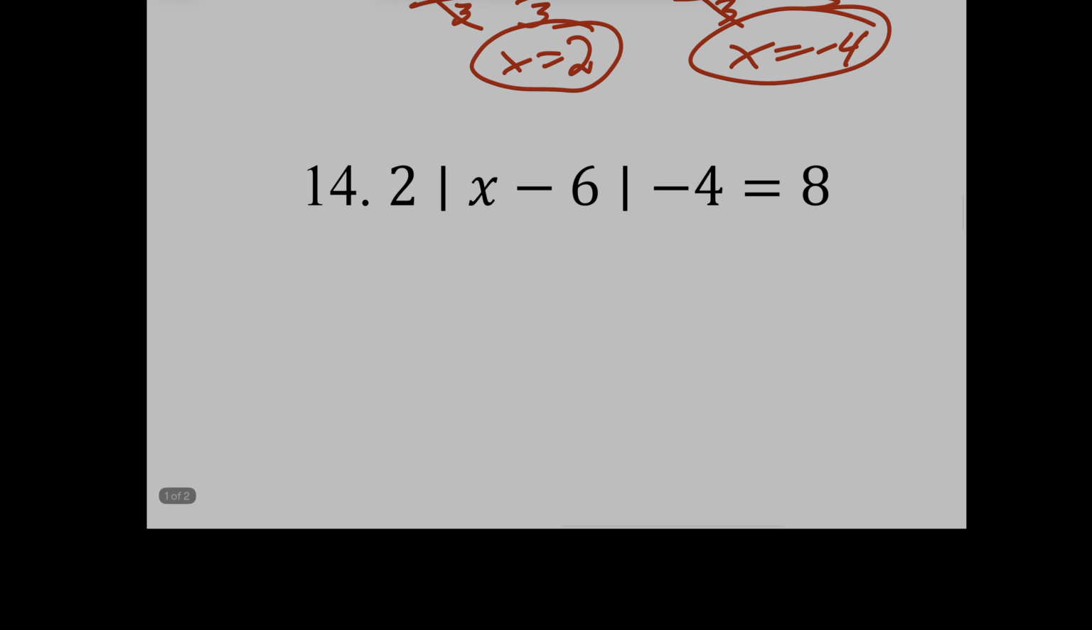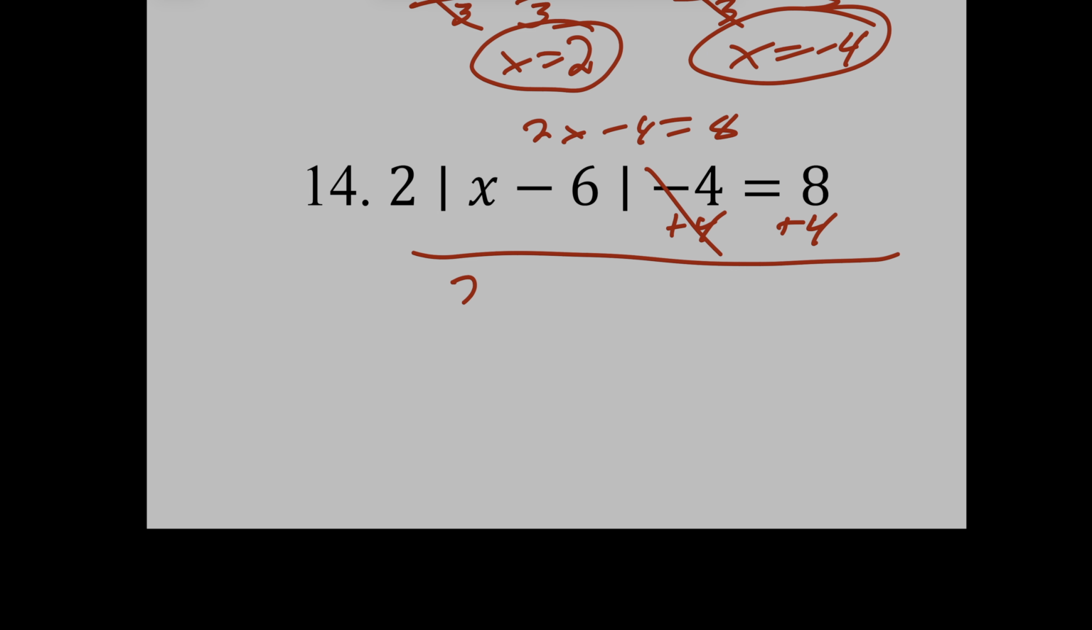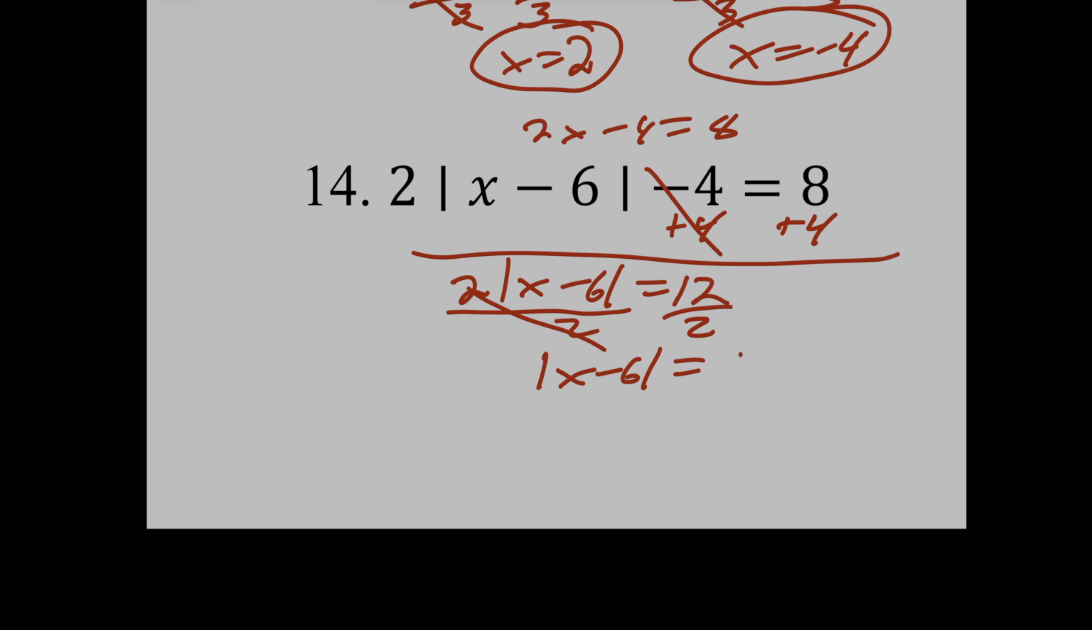All right. And number 14, last one. Now, what would you do if you had a 2x minus 4 equals 8? Well, you know that you have to get the x by itself. You're going to move the 4 first. That's all I'm doing here. Okay, so same thing. I'm just going to add 4 to both sides. Boom. And I'm going to get 2 absolute value of x minus 6 equals 12. Then when I divide everybody by 2, absolute value of x minus 6 is going to equal 6.